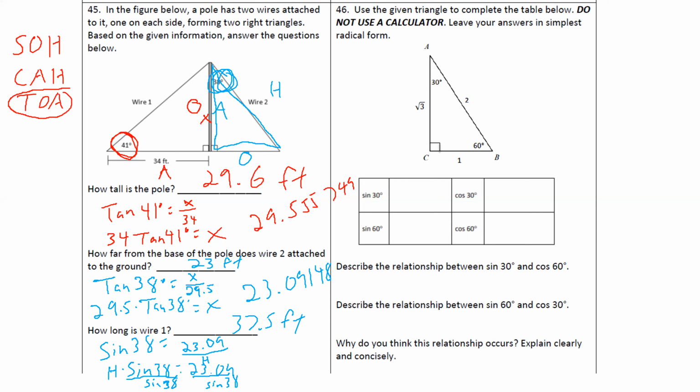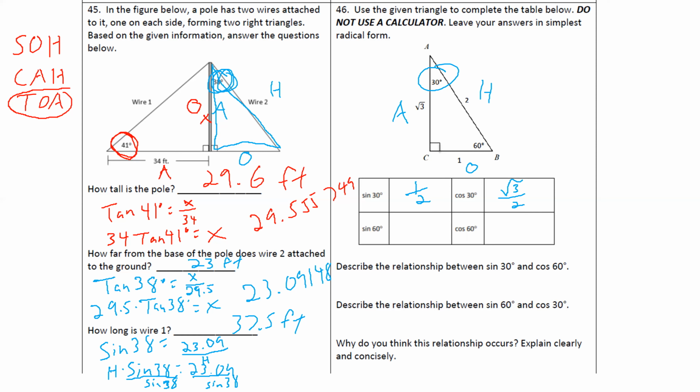On here, if I did sine of 30, well, here's 30 up here. Opposite over hypotenuse, that's going to be 1 over 2. Cosine of 30, that's adjacent over hypotenuse. So that's radical 3 over 2. Again, this would be opposite, adjacent, and hypotenuse.